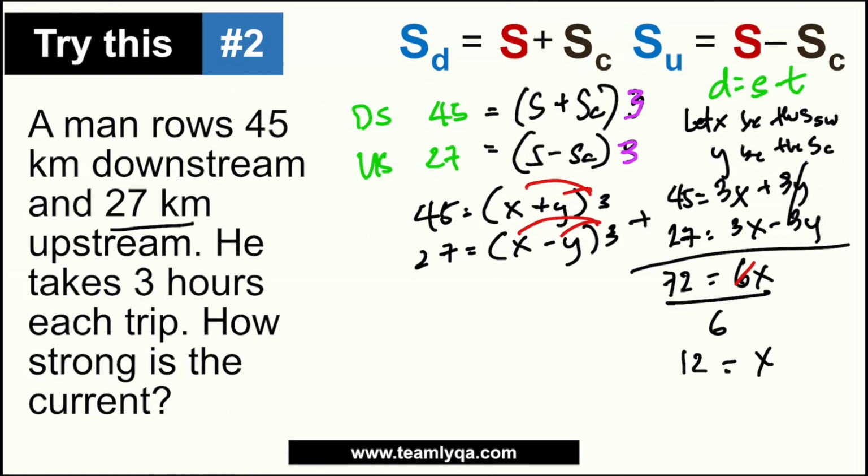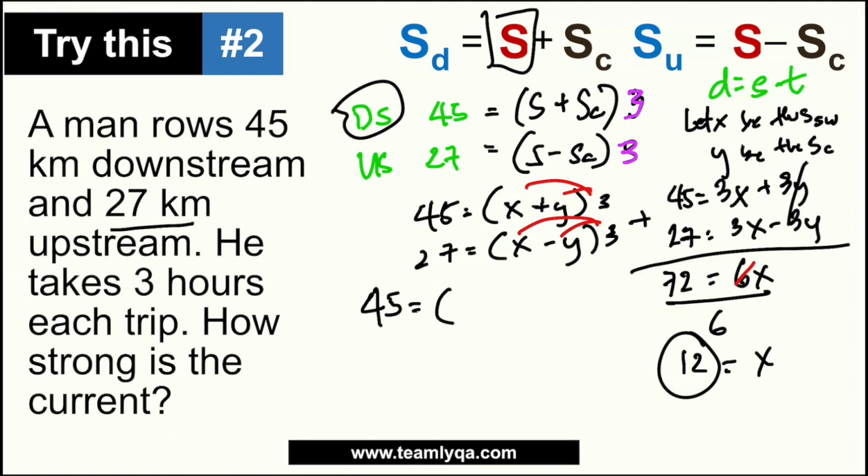So ibig sabihin nun, 12 yung speed in still water. So, ano yung current? Paano natin yun makukuha? Let's just get yung isa sa kanila. So, let's use yung downstream. The formula would be 45 is equal to yung speed niya na regular sa still water, which is 12, plus yung y, hindi natin alam yung speed ng current, times 3. So, isa-solve lang natin for y. So, this will be 45 is equal to 3 times 12 is 36 plus 3y.